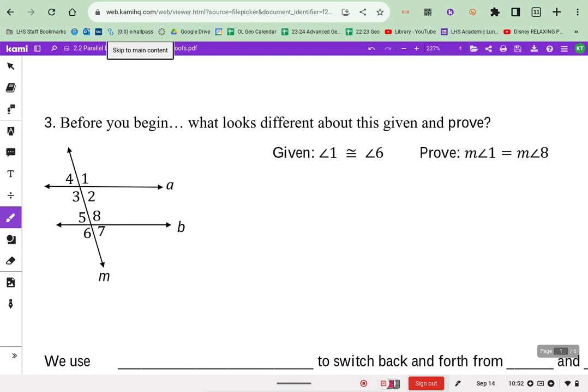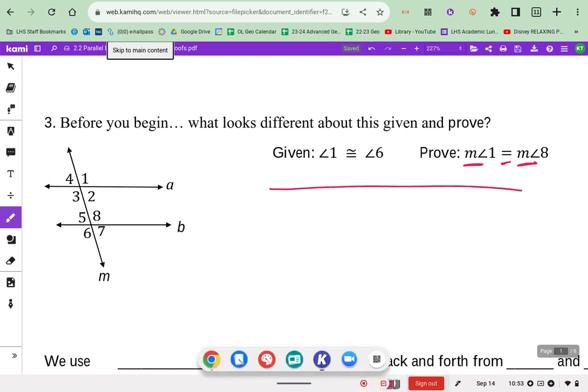All right, can someone share one thing you noticed about what's different? Yeah. So it's asking you to prove the measure of the angles and not just like if they're congruent. Totally, right? We're asking, are the measures equal and not just the congruent step? And that's when our definition of congruent is going to come in handy. All right, so I want you guys to try and at least get to the step where you say angle 1 is congruent to angle 8, and then we can do the last step together. Okay, so work with your group and at least try to show that angle 1 is congruent to angle 8.